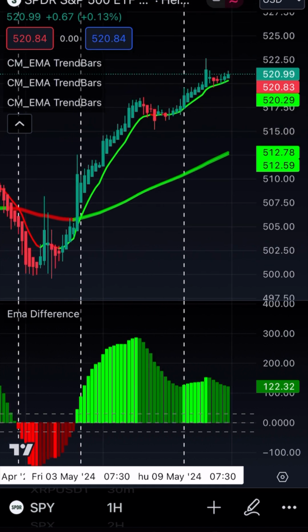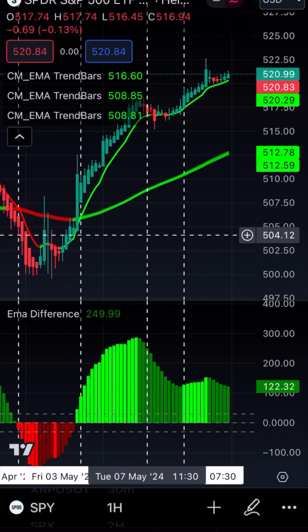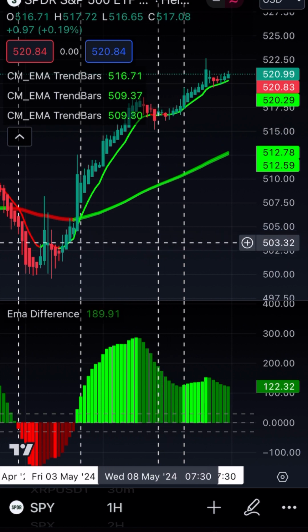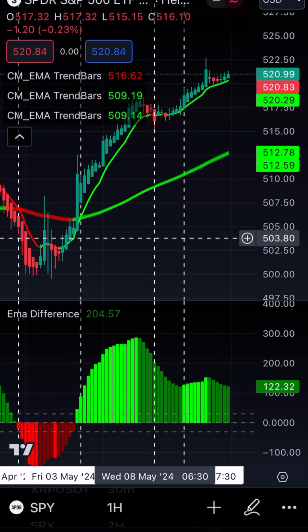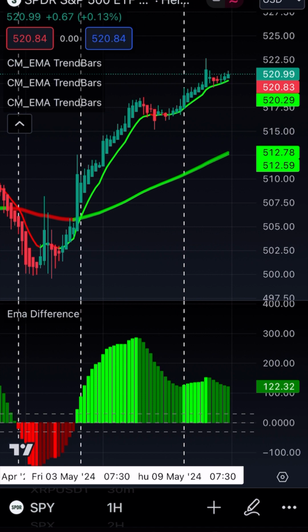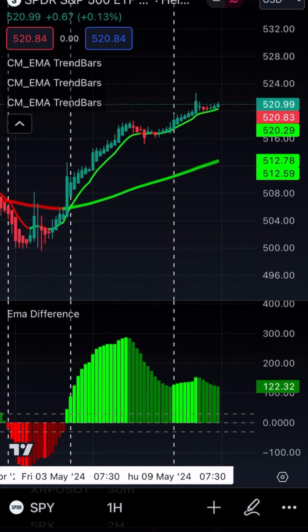So let's just say it is bullish, which it currently is. What you want to look for as your next time to get in is this: you don't ever get in your trade when it's a dark color. If it's a dark green or a dark red, you do not get in those trades. You only focus on when it is either light green or light red.